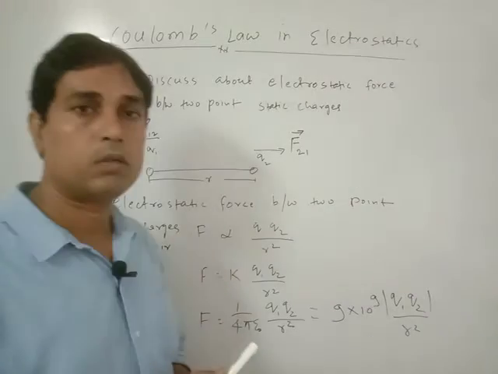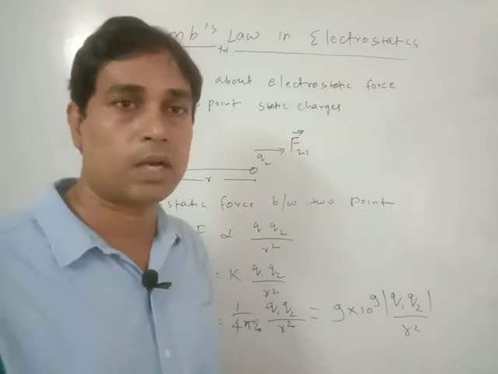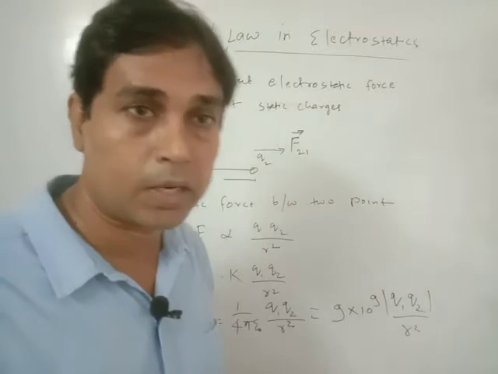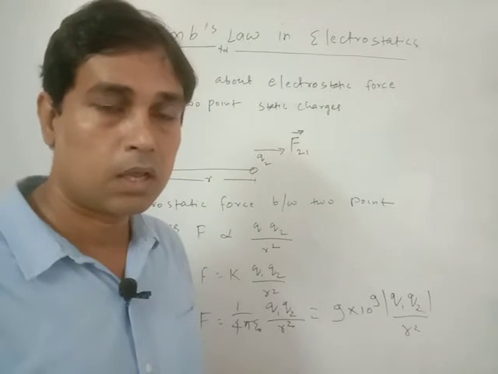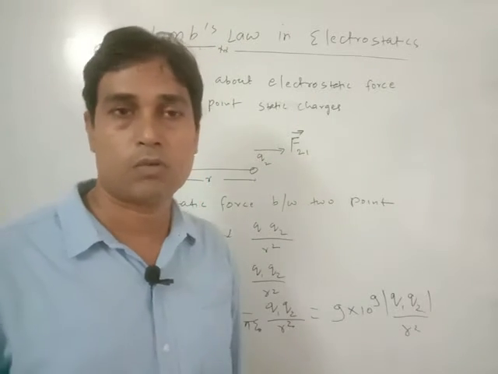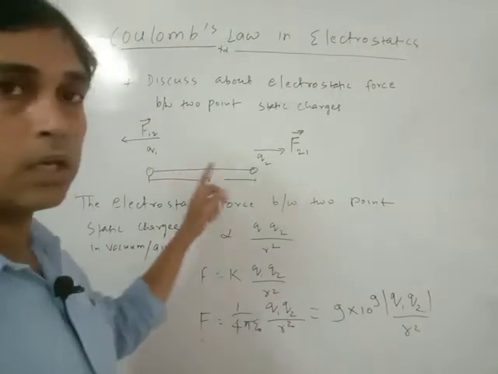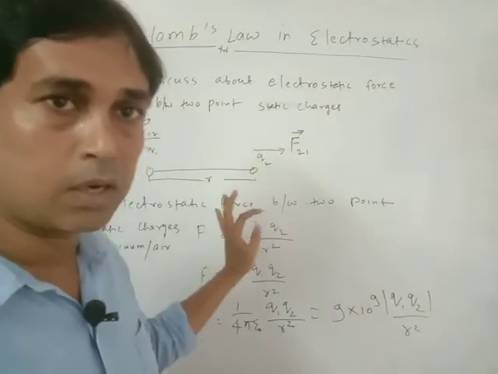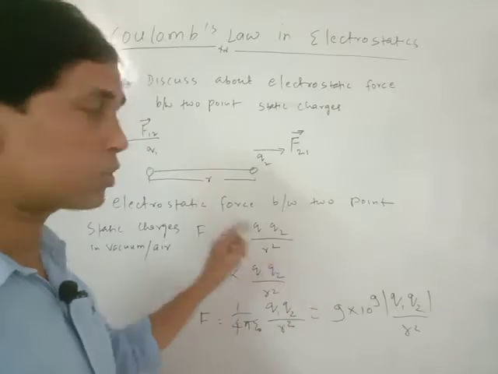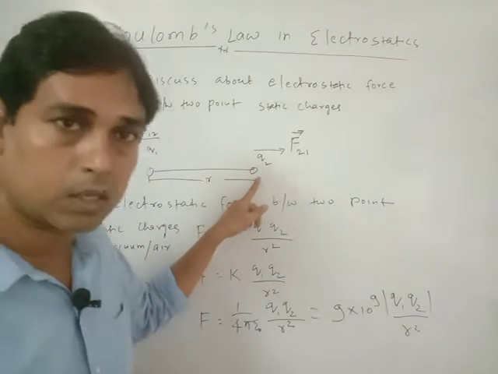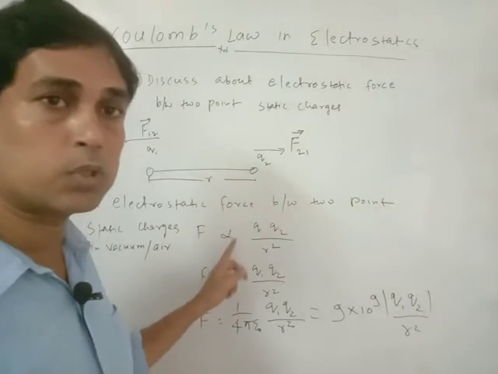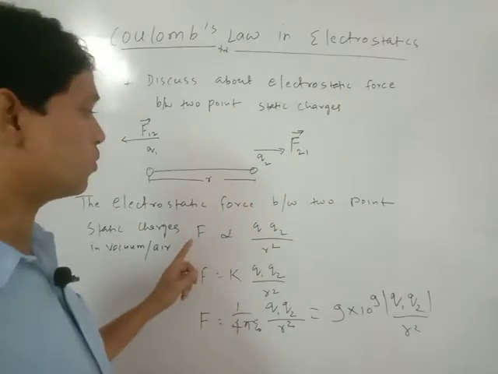According to Coulomb's law, the electrostatic force between two point static charged particles is directly proportional to the product of the magnitudes of their charges and inversely proportional to the square of the distance between them. Dear students, suppose Q1 and Q2 are two point static charged particles separated by a small distance r. Then the electrostatic force between Q1 and Q2 is F directly proportional to Q1 Q2 and inversely proportional to 1 by r square.